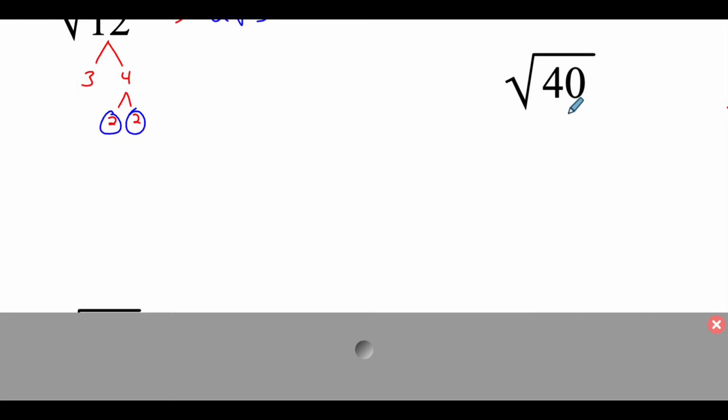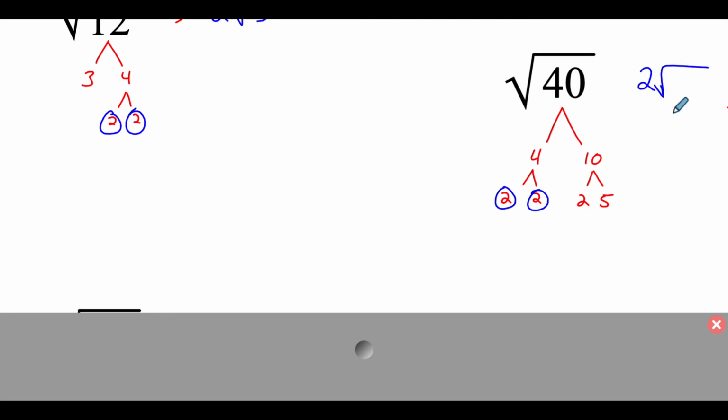Now for our next one, we've got the square root of 40. So again, we're going to look at making a factor tree. 40 could be 4 times 10. 4 can be broken down into 2 times 2. And 10 can be broken down into 2 times 5. Now we're looking for pairs of numbers. So right here, I see a pair of 2's. So we take a 2 out of the radical.